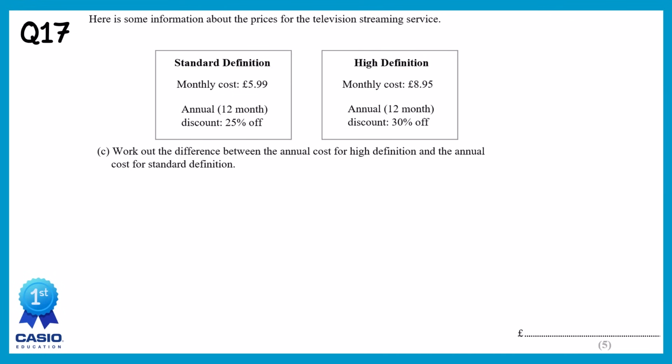For the final part of this question, we have two options, standard and high definition, and we'll need to work out the difference between the annual costs for each of them. Let's start by looking at the standard definition. If the monthly cost is £5.99, but we're doing the annual cost, which is 12 months, we need to multiply £5.99 by 12. If you do this on your calculator, you'll get £71.88.